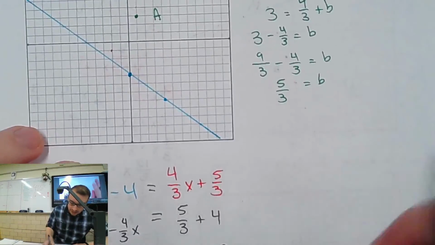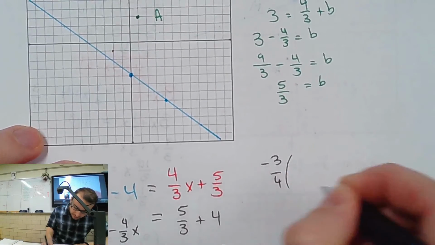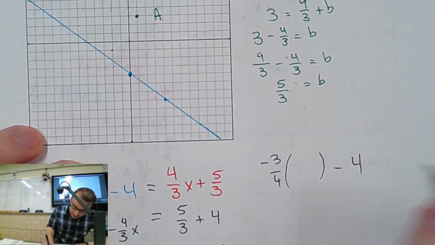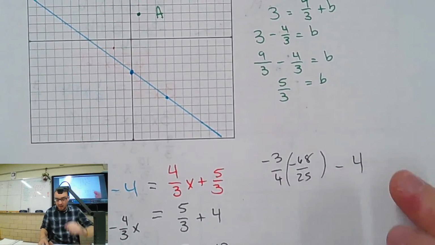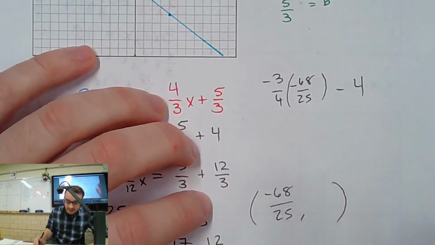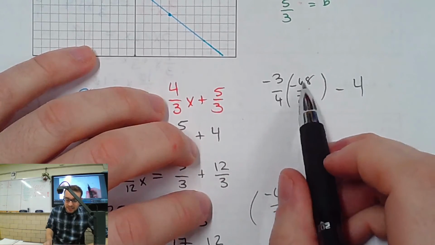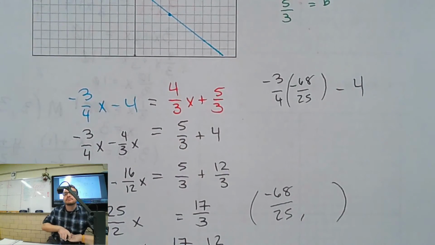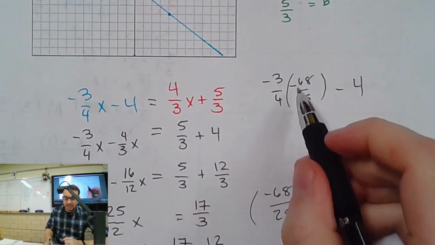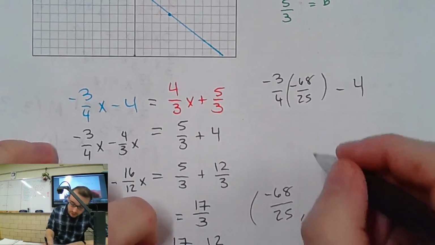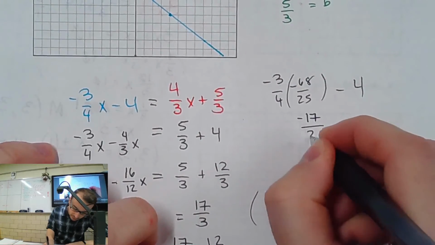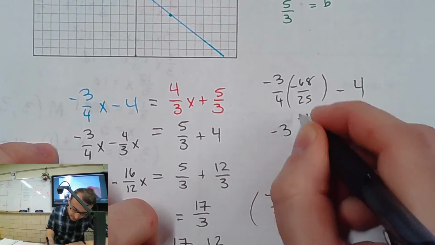All right, so I plug it into blue. Negative 3/4 times whatever our x is, minus 4. That's negative 68 over 25. That's nasty. How about we do negative 68 divided by 4? Does that come out evenly? Yes, it does. What's 60 divided by 4? 15. What's 8 divided by 4? 2. So it's negative 17 over 25 times negative 3.